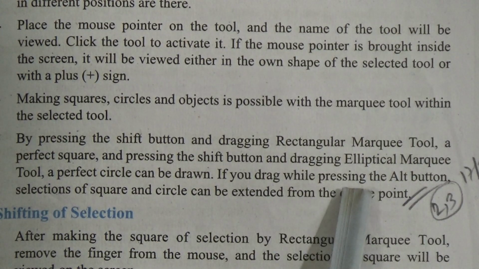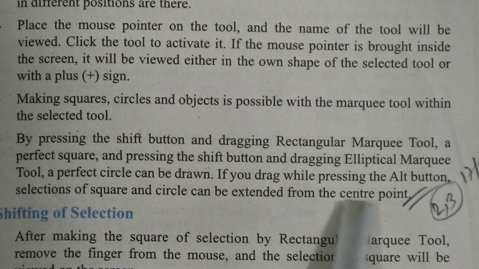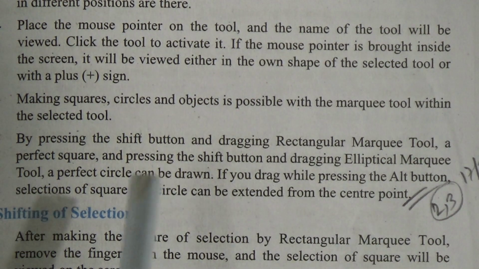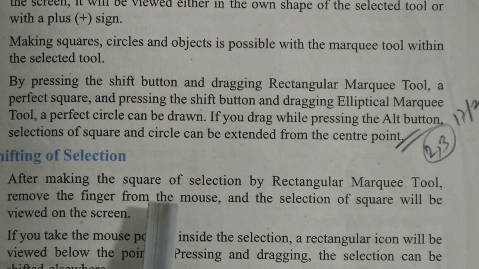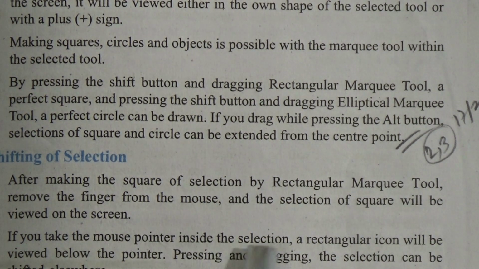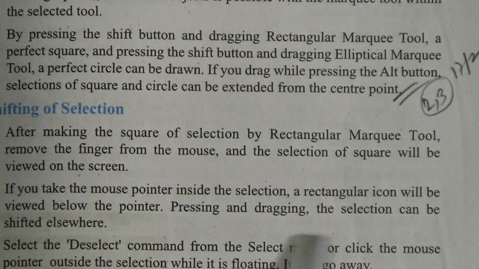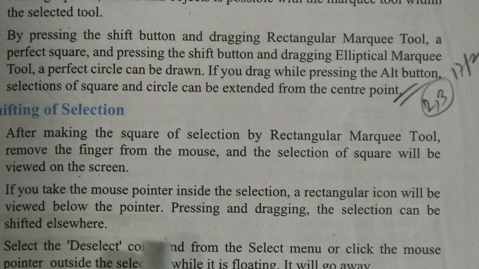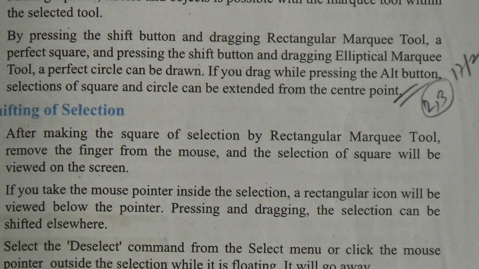If you drag while pressing the Alt button, selections of square and circle can be extended from the center point. Now, shifting of selection. After making the square selection with the rectangular marquee tool, remove your finger from the mouse and the square selection will be viewed on the screen. If you take the mouse pointer inside the selection, a rectangular icon will be viewed below the pointer. Pressing and dragging, the selection can be shifted elsewhere. Select the delete command from the select menu or click the mouse pointer outside the selection, and it will go away. So for shifting of selection, you can follow this way.